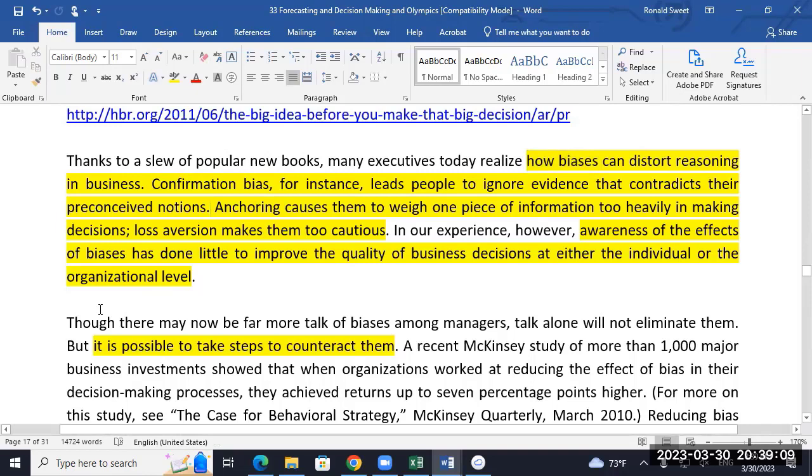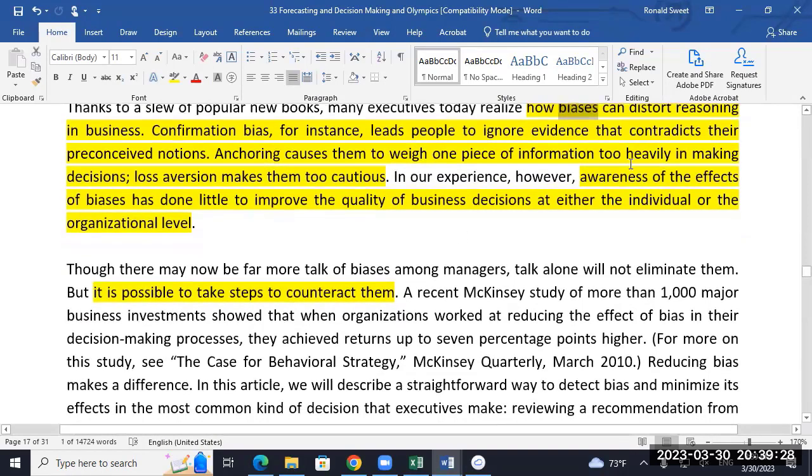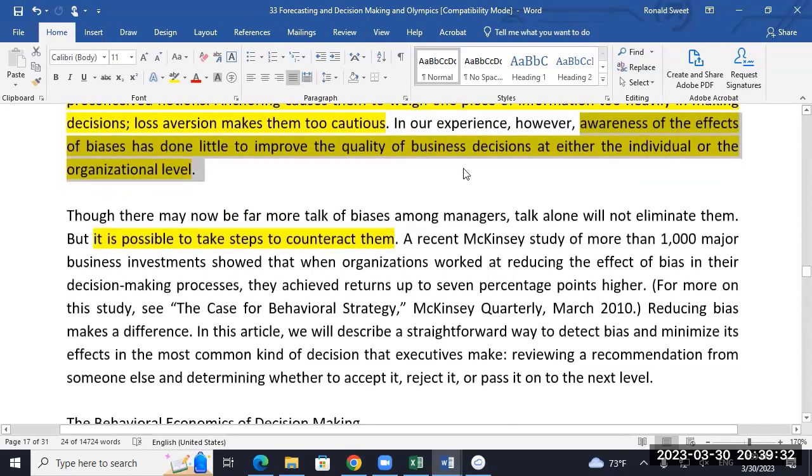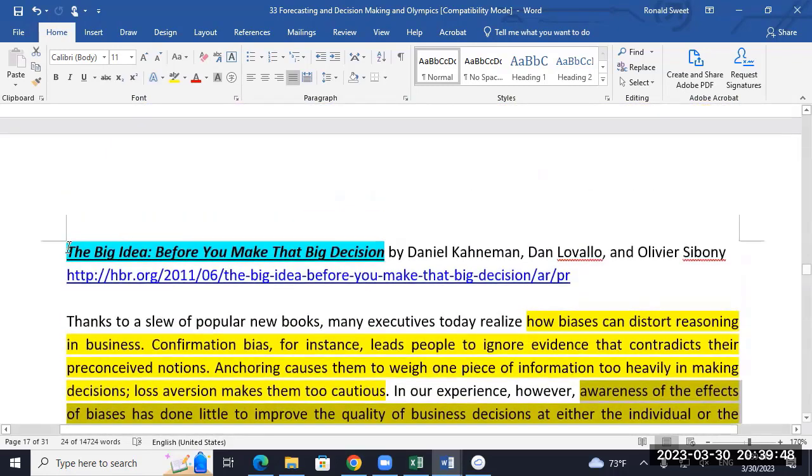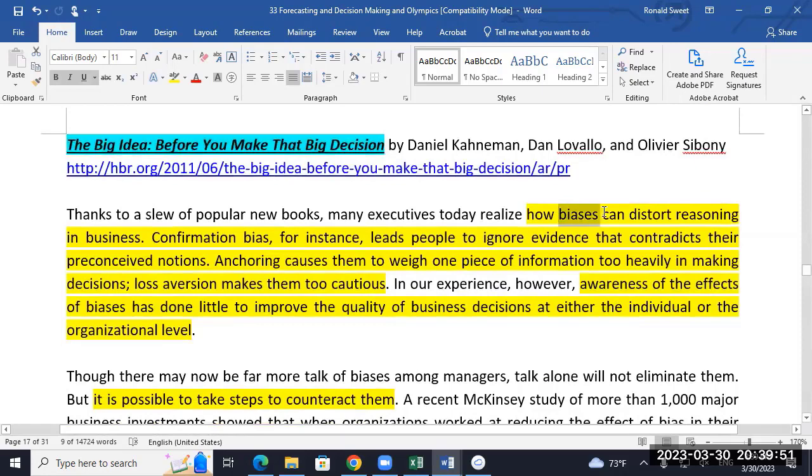What he and Amos Tversky did is they went out and tested these economic theories with live people and discovered that people don't react the way rational economics says they would. We have biases, and they're predictable biases. We all have them. And the amazing thing is this last sentence: awareness of the effect of biases has done little to improve quality of business decisions at either individual or organizational level. He's saying even when we're aware of our biases, we don't overcome them. They own us. So the purpose of this article is: is there a way we can make better decisions even though we know our bias is going to mess us up even when we're aware of them? And that's what he's talking about here.